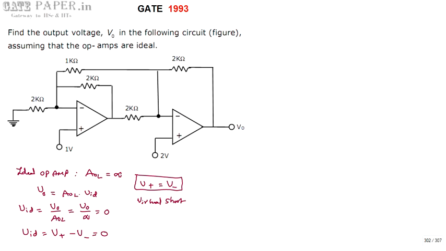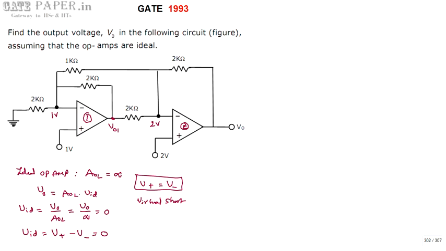Remember this. Based on this fact, you can write that the voltage at this node is also 1 volt, because for the first ideal op amp, the non-inverting terminal is at 1 volt, so the inverting terminal will always be at 1 volt. For the second op amp, the non-inverting terminal is at 2 volts, so the inverting terminal will also be at 2 volts. What is the unknown voltage at this point? Call it V01, the output of operational amplifier 1. We are going to calculate V0 first.